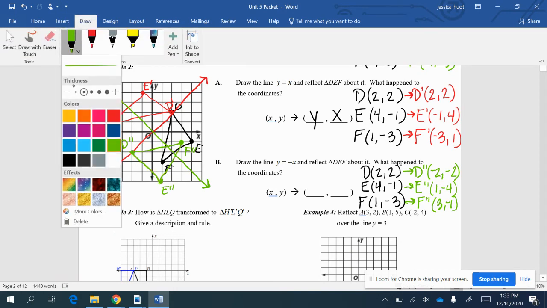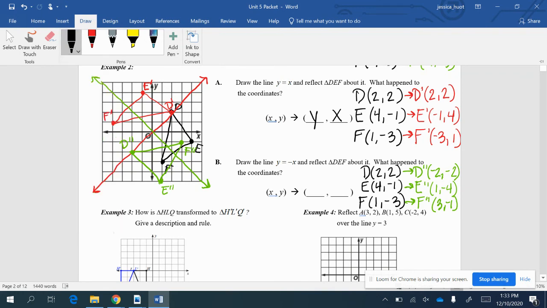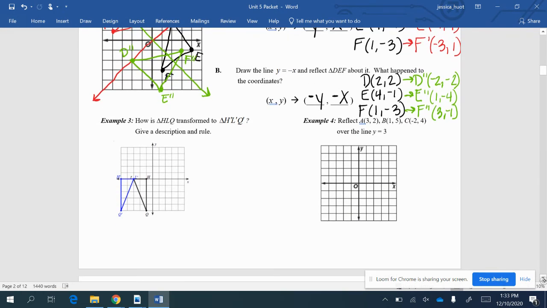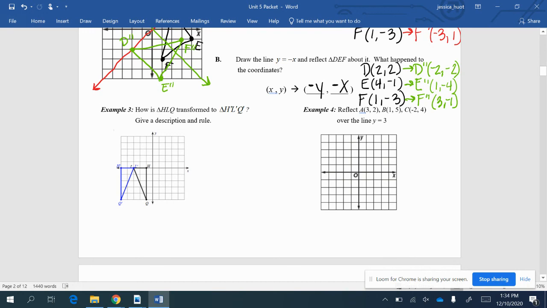So when I look at that, comparing my points, you can see looking here at 4, -1, our Y values change. So they flip-flop and both signs change. So it becomes -Y, -X. So those are some rules for flipping over different lines. So you can either count, but for the line Y equals X and Y equals -X, it's definitely easier to use your points than to count for the lines.